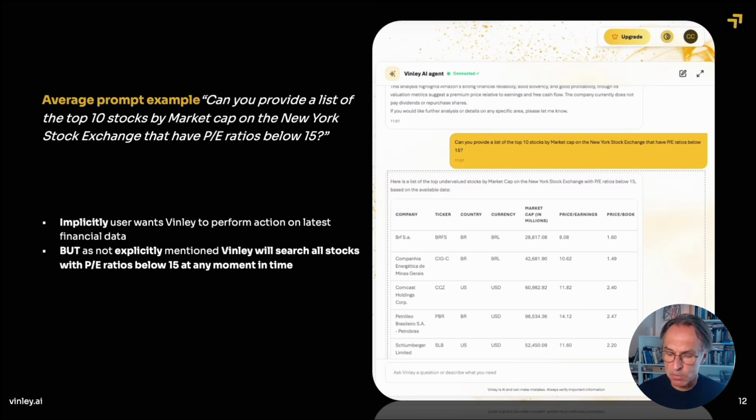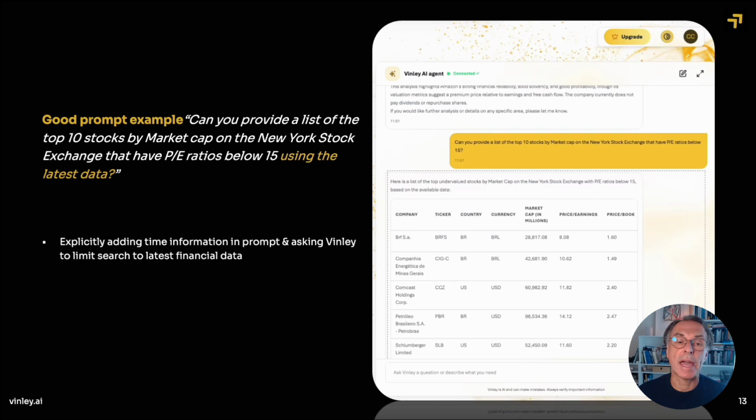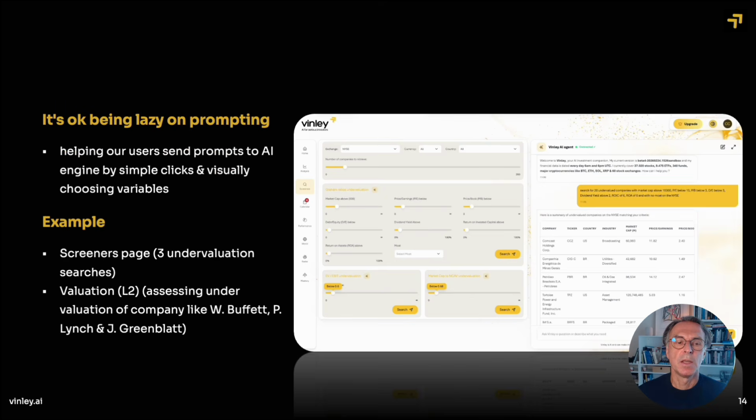Okay, so a better prompt would be that you add to the same prompt, you just add using the latest data. Or you write in March 2026, for example. That will allow the model to be much more explicit about what type of data you are actually looking at, and will avoid what is called a hallucination of AI, or at least a result where you are not happy with the results that the AI companion has provided you.